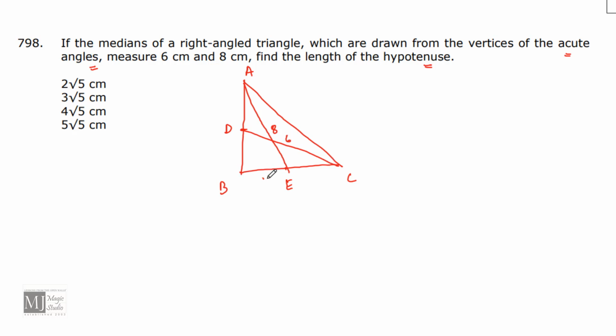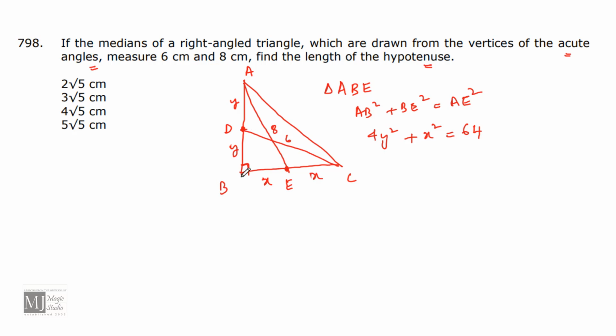Since these are medians that meet at the midpoint of the line segment, can I call it X and X, and D is the midpoint again, can I call it ADY and DBY. Okay. Now look at triangle ABE. Triangle ABE is a right angle triangle, isn't it? Then we can say that AB square plus BE square equals AE square. That means AB is 2y, 4y square plus x square equals AE square, 8 square, that is 64.